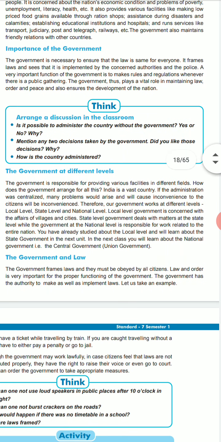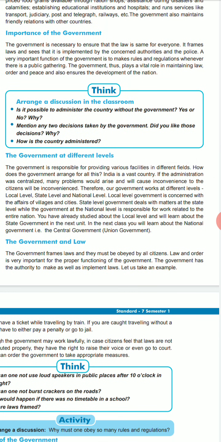Now, the government at different levels. The government is responsible for providing various facilities in different fields. How does the government arrange for all this? India is a vast country, a very big country. If the administration was centralized, many problems would arise and cause inconvenience to the citizens. Therefore, our government works at different levels: first, local level, state level, and national level.